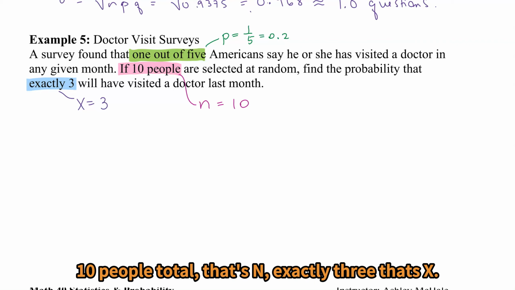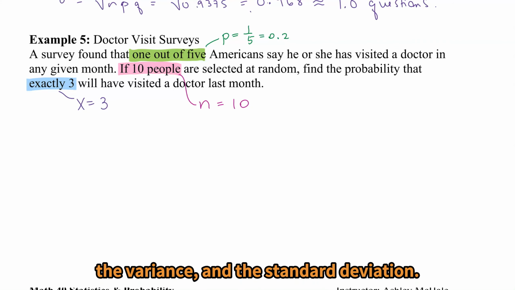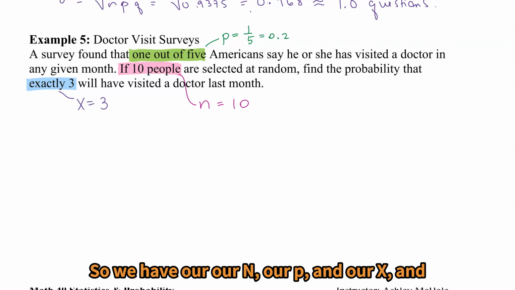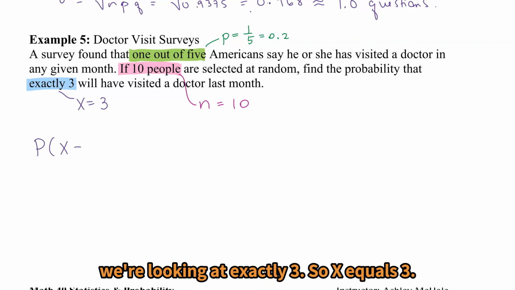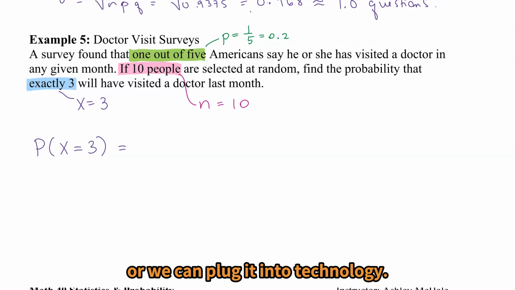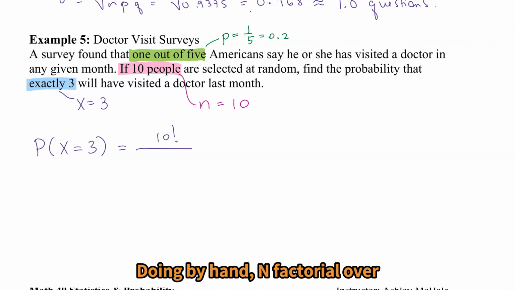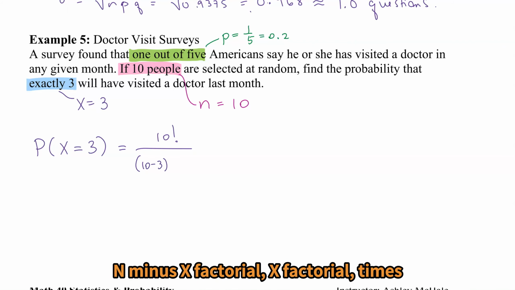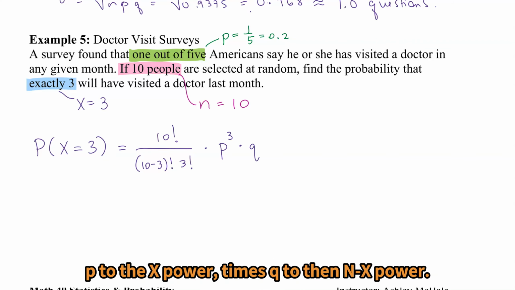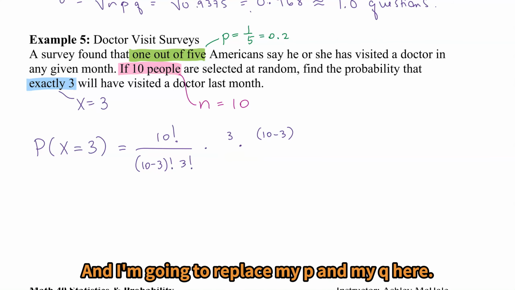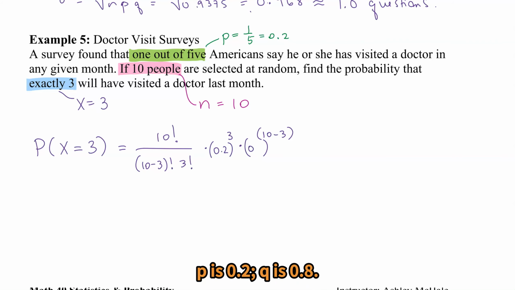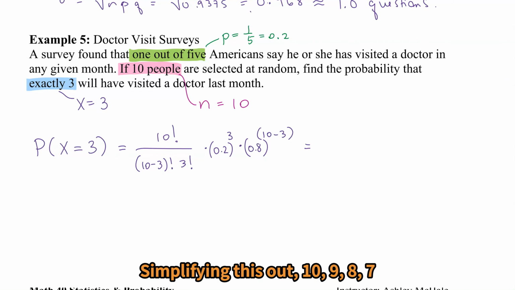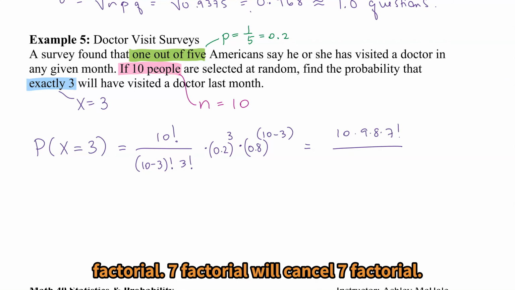Exactly 3, that's x. So right now we're not using the mean, the variance, and the standard deviation. We're just going to calculate a binomial probability. So we have our n, our p, and our x, and we're looking at exactly 3, so x equals 3. We can either do this by hand, or we can plug it into technology. Doing by hand, n factorial over n minus x factorial times p to the x power times q to the n minus x power, and I'm going to replace my p and my q here. P is 0.2, q is 0.8. Simplifying this out, 10, 9, 8, 7 factorial.